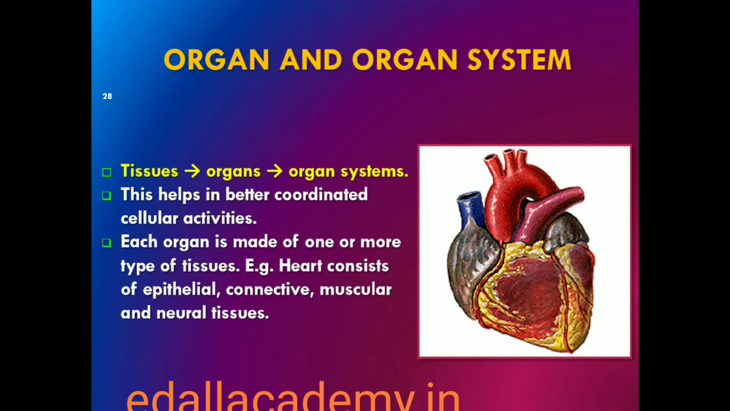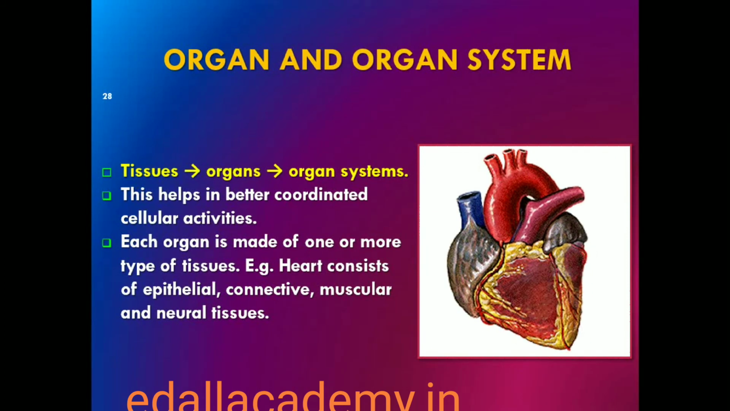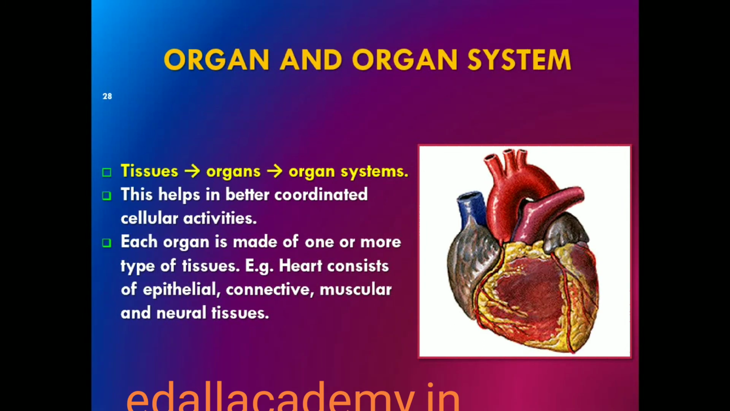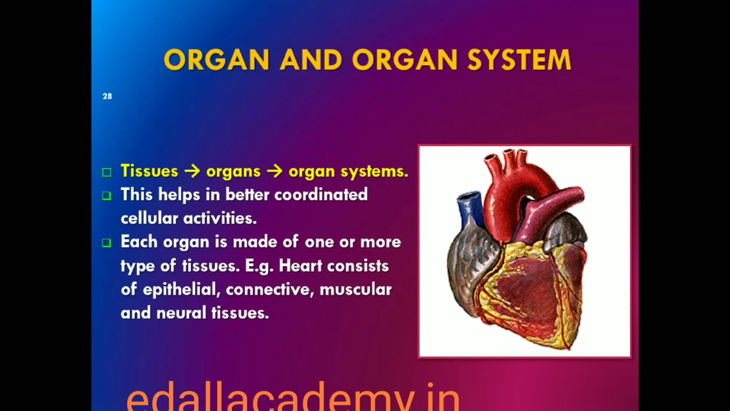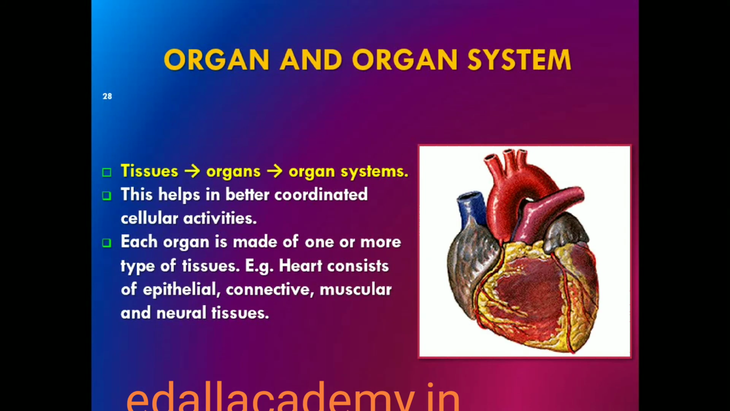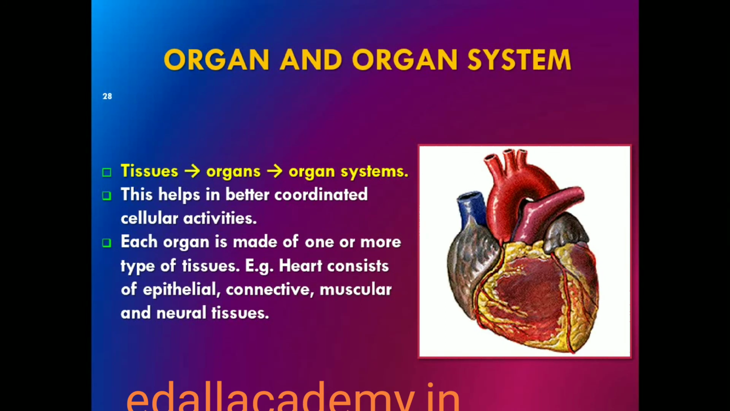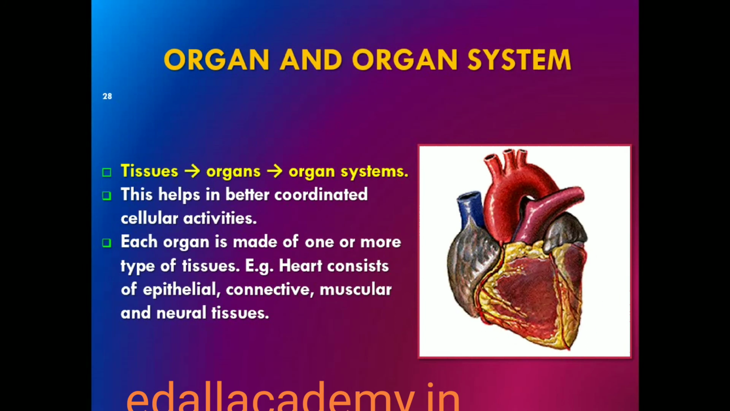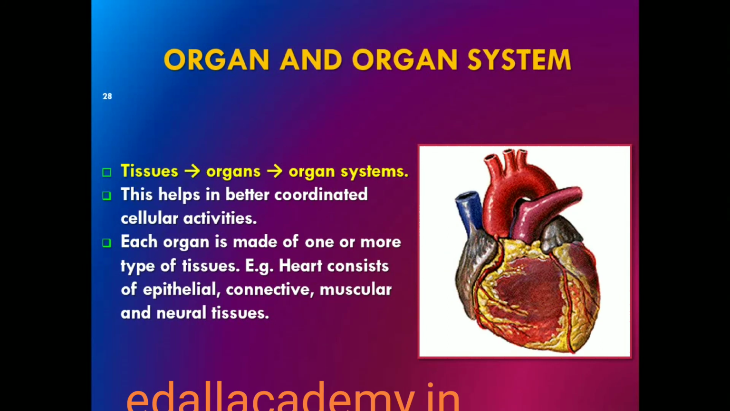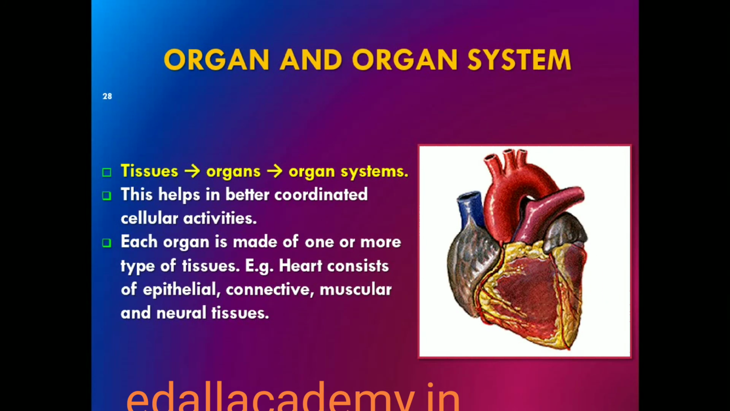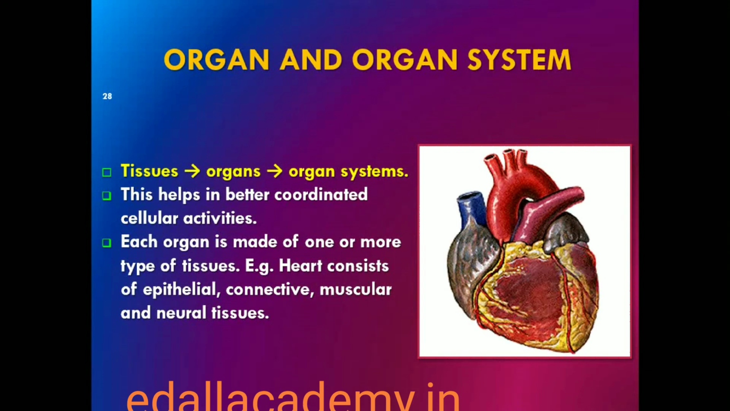7.2 Organ and organ system. The basic tissues mentioned above organize to form organs which in turn associate to form organ systems in the multicellular organisms. Such an organization is essential for more efficient and better coordinated activities of millions of cells constituting an organism. Each organ in our body is made of one or more type of tissues. For example, our heart consists of all the 4 types of tissues, that is, epithelial, connective, muscular and neural.